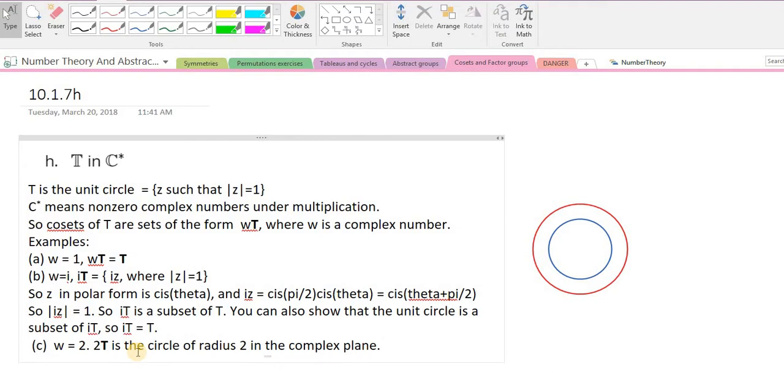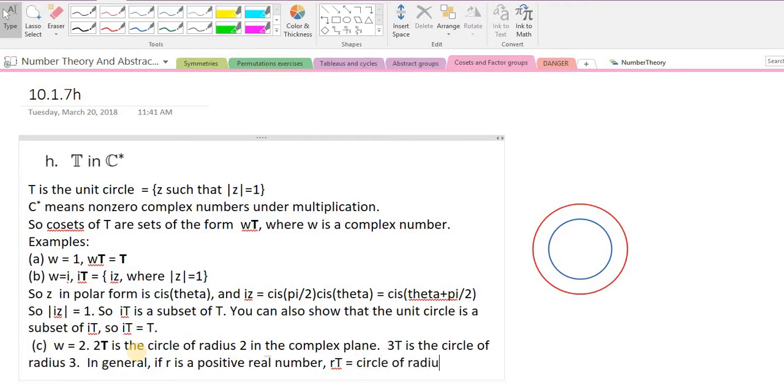Okay. Now, what about 3T? Is the circle of radius 3, right? And so on. So in general, if I have a real number, I should say positive real number, rT is the circle of radius r.